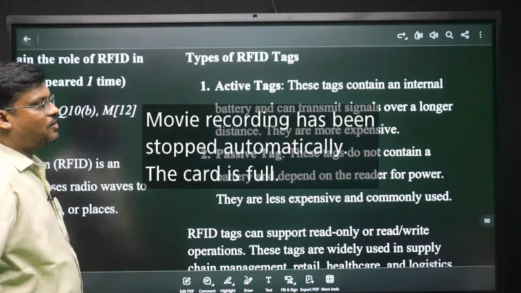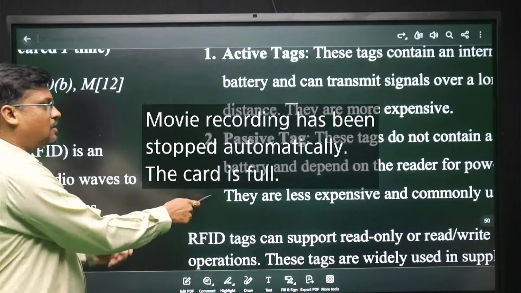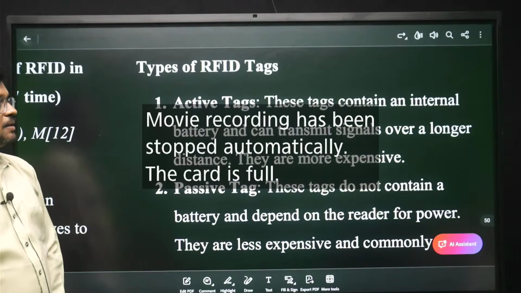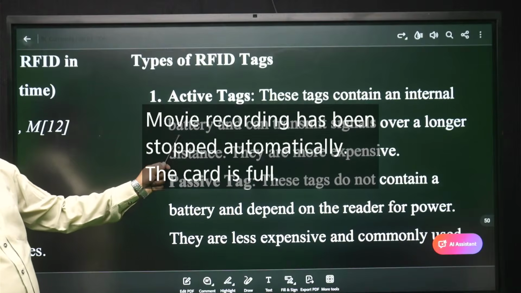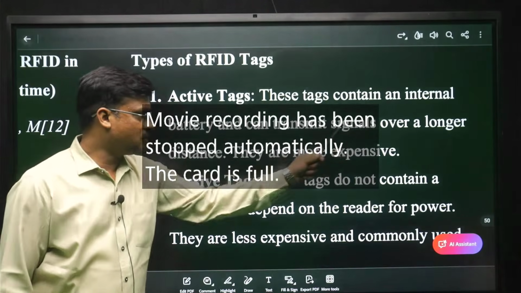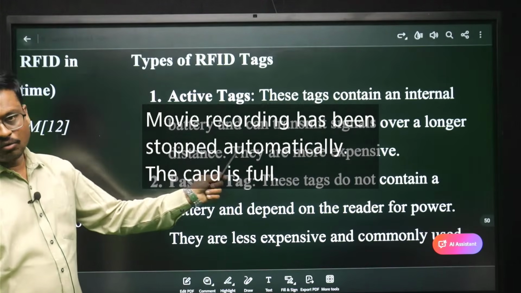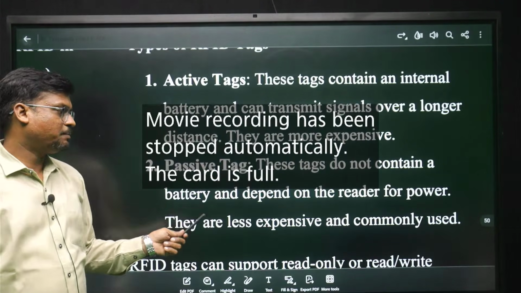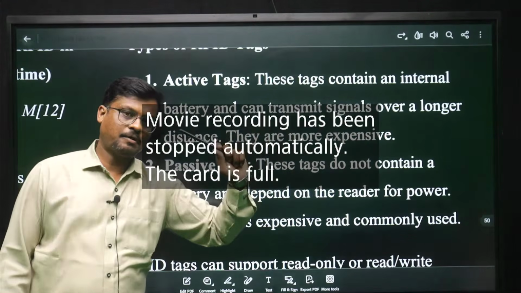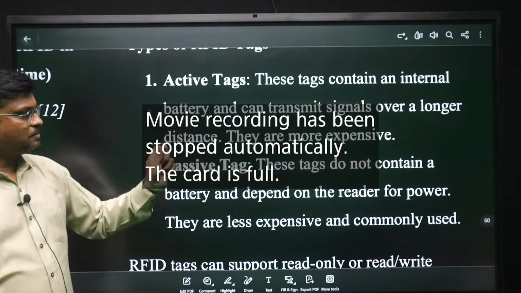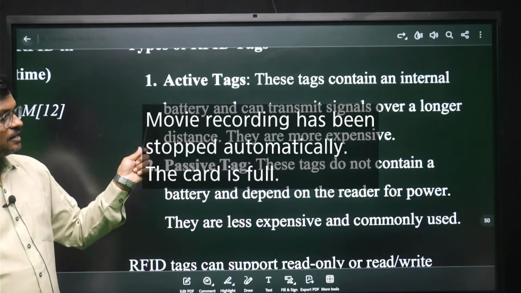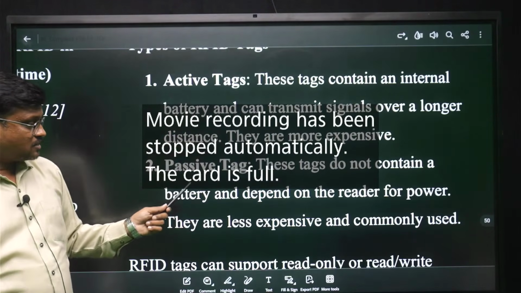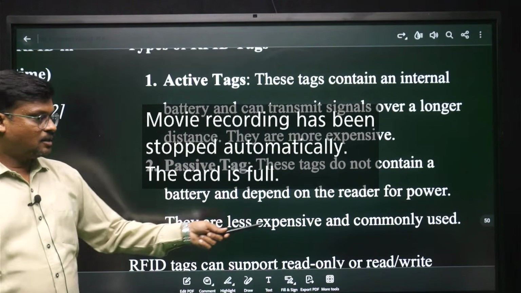We have two types of RFID tags here: active RFID tags and passive tags. In active tags, an internal battery is installed and they can transmit signals over a long distance. They are more expensive. Whereas passive tags don't have any kind of battery. They are purely dependent on the reader for power. These are less expensive. The microchip which has a battery and can transmit signals over a long distance is active, whereas this one depends on the power of the reader.